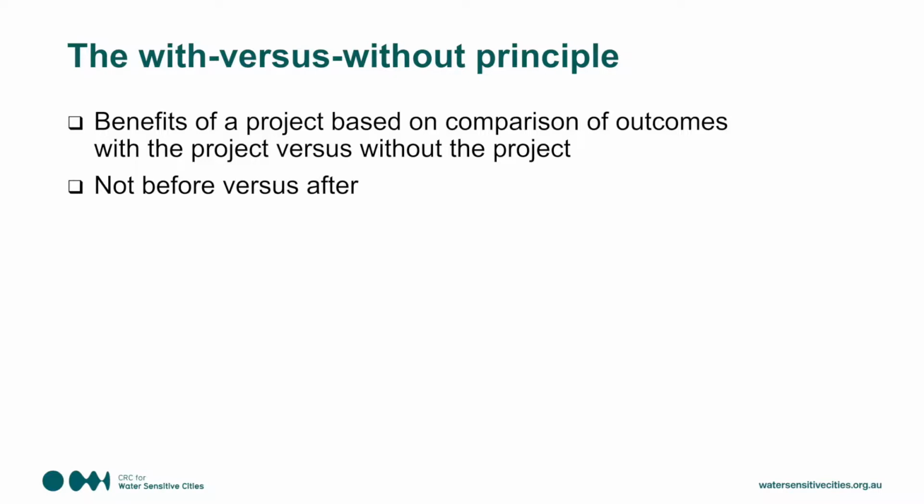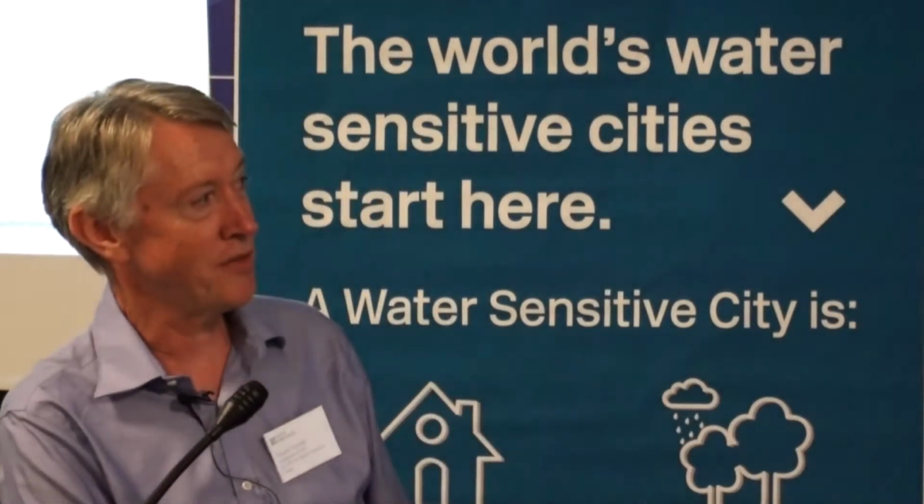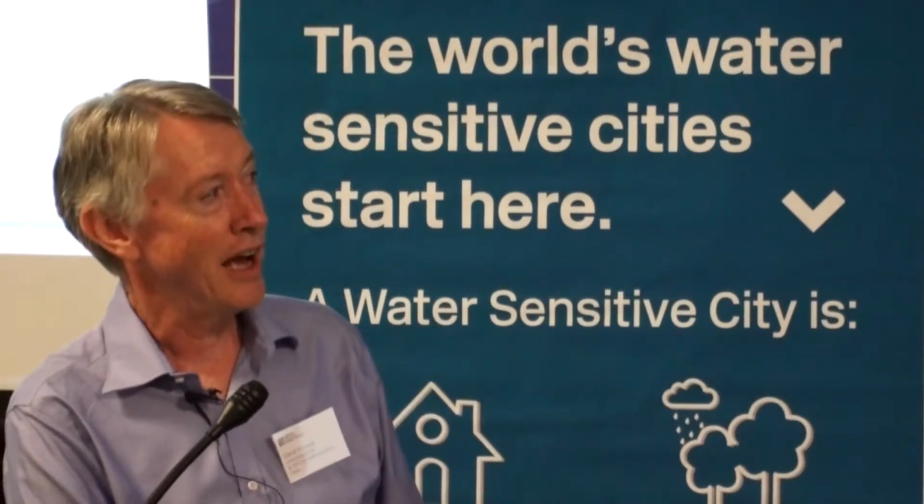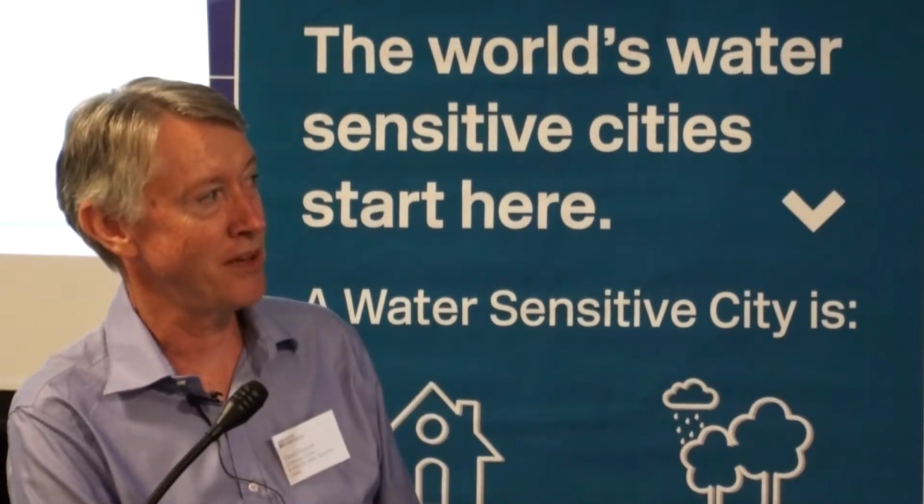So the benefits of a project are based on a comparison of outcomes with the project versus without the project. And specifically, they're not a comparison of before the project versus after the project, which is what many tools, many evaluation systems actually do. They do a before versus after comparison. And the problem with that is that things can change. So it's quite possible that once you've set a project in train, what would have happened without the project is that conditions would have continued to worsen, and as a result of the project you hope things can get better.